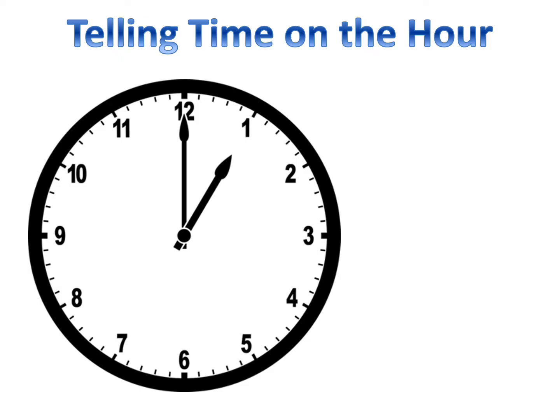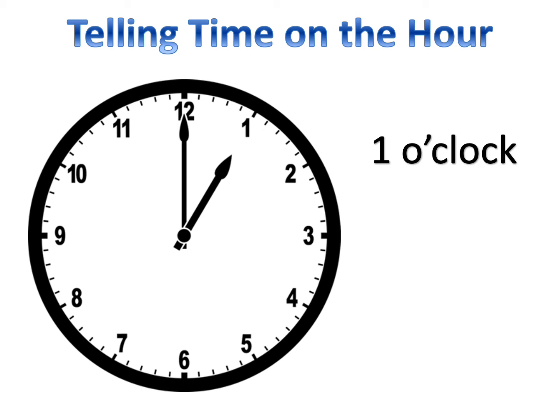Okay, so here we have a clock in front of us. The hour hand, that's the short one, is pointing to the 1. And the long hand, that's the minute hand, is pointing straight up to the 12. Any time that the minute hand is pointing straight up to the 12, we say o'clock. So now we only have to look at the hour hand. The hour hand is pointing to the 1, so we call this 1 o'clock.